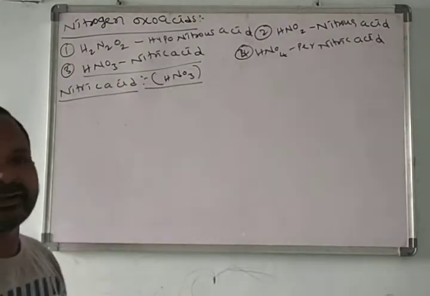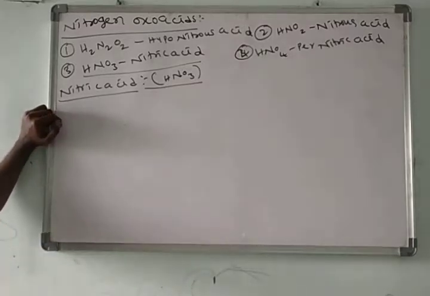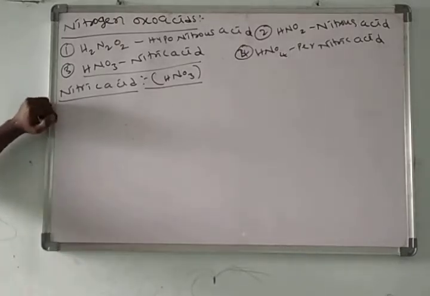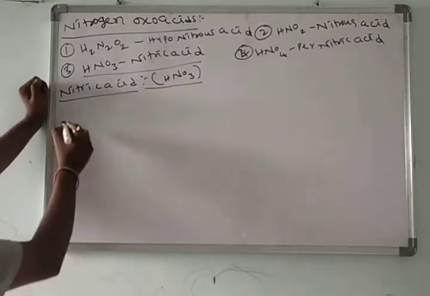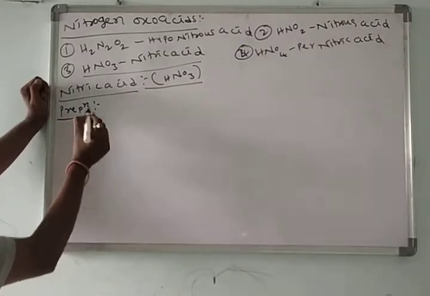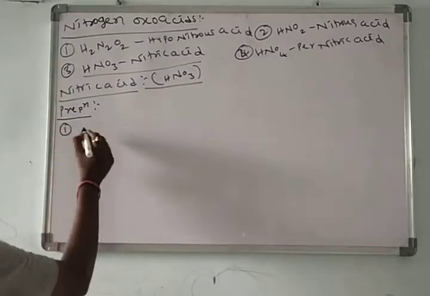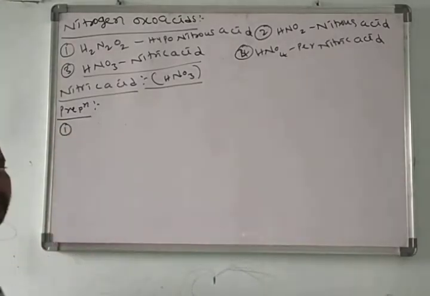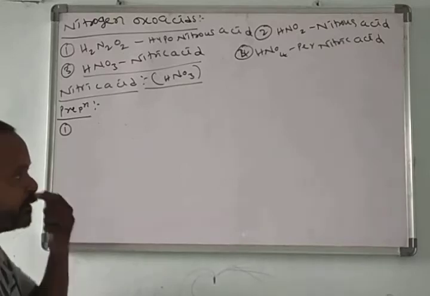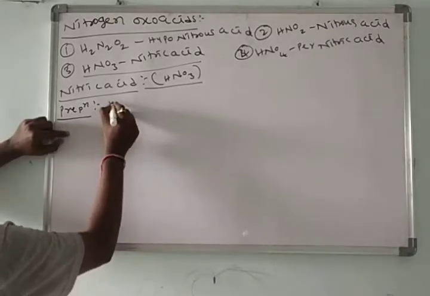We have different nitric acids, like glacial nitric acid and fuming nitric acid. We'll see in continuation those nitric acids along with the preparation of nitric acid. First we'll see the preparation of nitric acid. Nitric acid is prepared by using 2 methods. One is the Ostwald method, which is the important method.